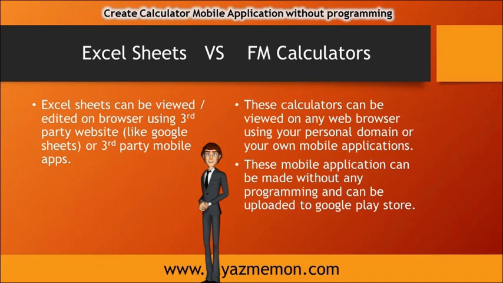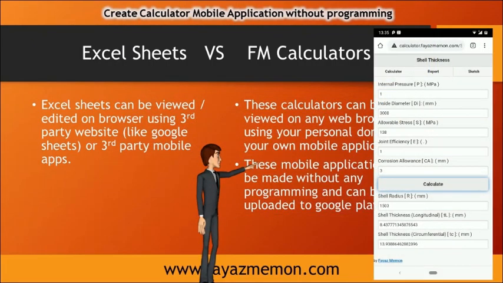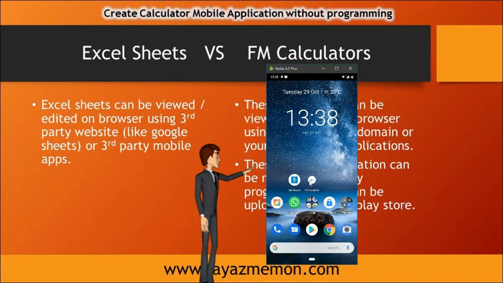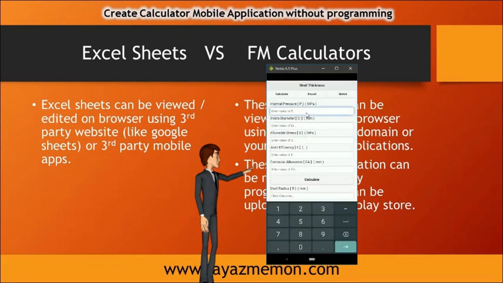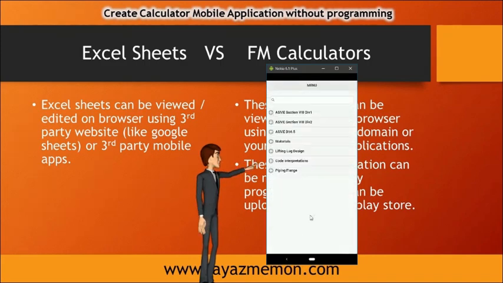Excel sheets can be viewed or edited on browsers using third-party websites like Google Sheets, or third-party mobile applications. Calculators generated by FM calculator tool can be viewed on browsers on computers, browsers on mobiles, or on a separate mobile application. These mobile applications can be made without any programming and can be uploaded to Google Play Store.